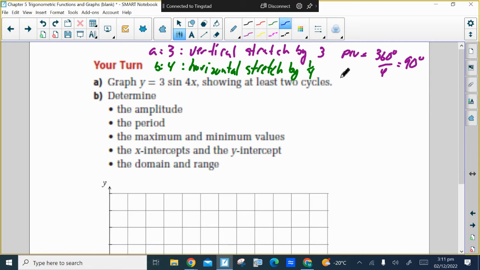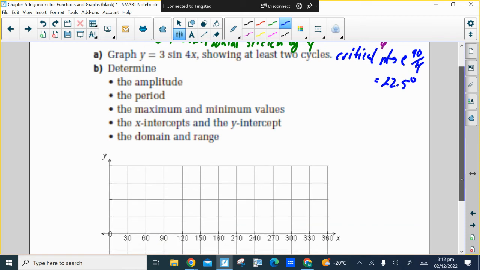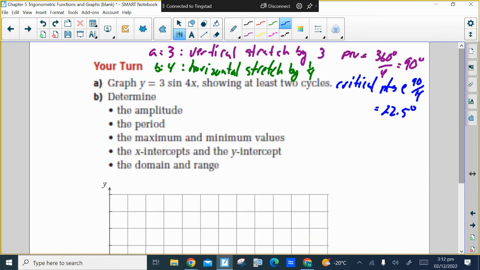Our critical points at 90 divided by 4, which once again is our 22.5 degrees. And based on what our scale is, it'd probably be easier not to use the critical points to get our points, but to talk about where it starts, where it ends, what happens in between there, and so on.